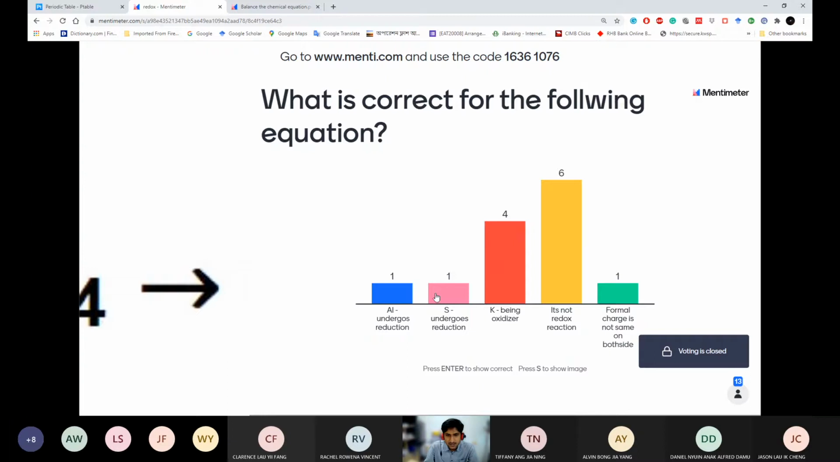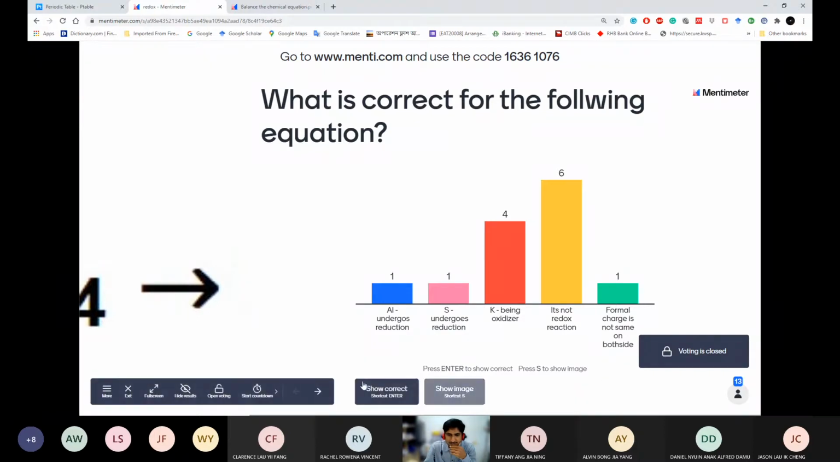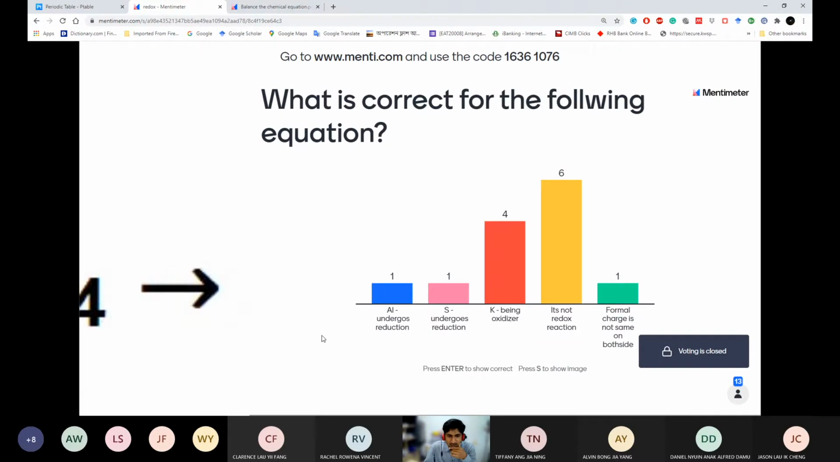Now I don't know what's the problem. Aluminium undergoes reduction. One of us says that sulfur becomes reduced, that K is oxidizer, and 6 say that it is not a redox reaction. 1 says formal charge is not the same on both sides. So now let's come from the right side.